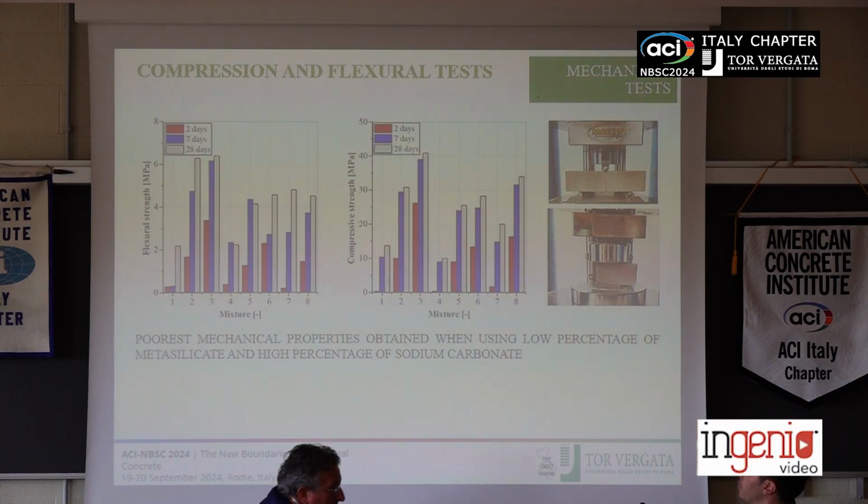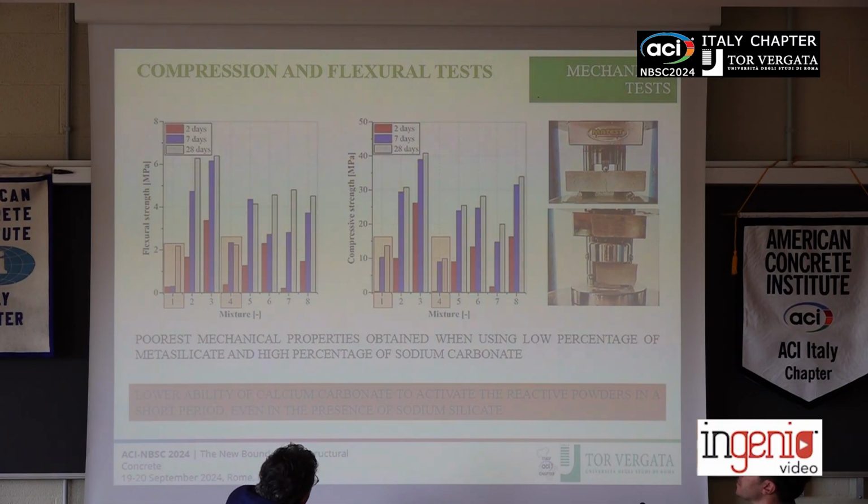Moving to the mechanical part, and starting with the compressive and flexural tests, here it can be seen that among the different mixes, especially for the mechanical properties of the mortar tested after 2 days of curing, the mechanical properties were relatively low. And this, just to remind you, corresponds to the mortar with the lowest percentage of metasilicate and the highest percentage of sodium carbonate. The reason for this can be mainly due to the fact that the sodium carbonate has a low ability to activate the reactive powders, especially over a short period, even in the presence of the sodium silicate.